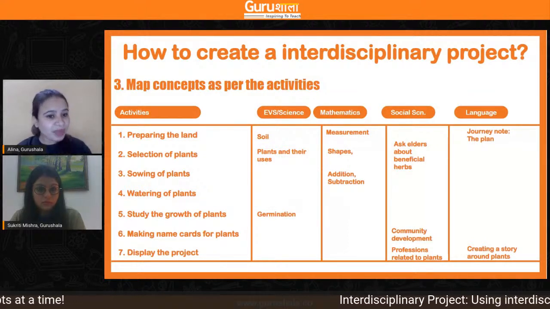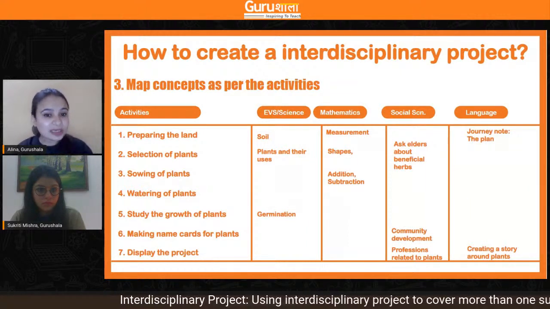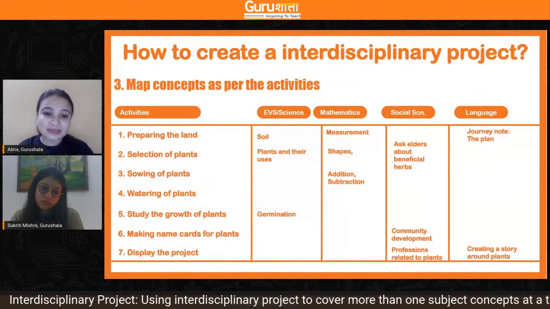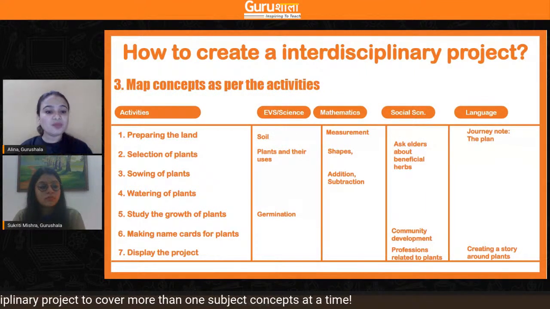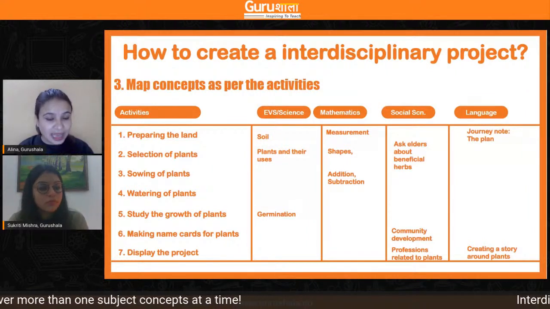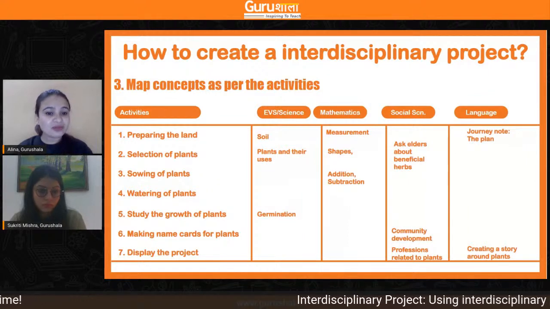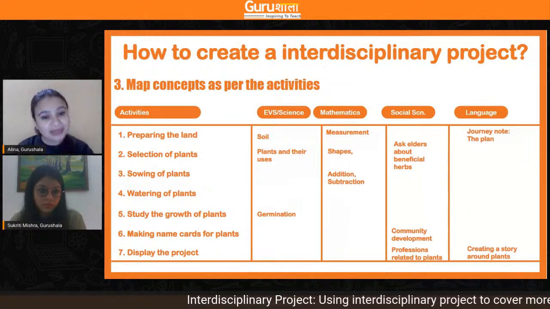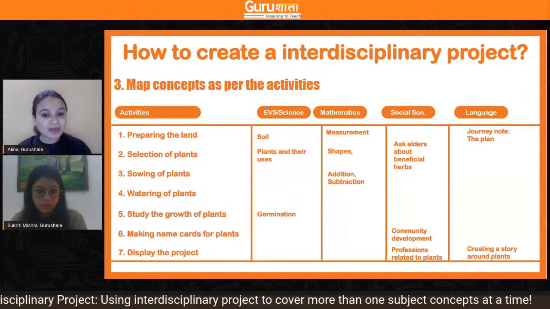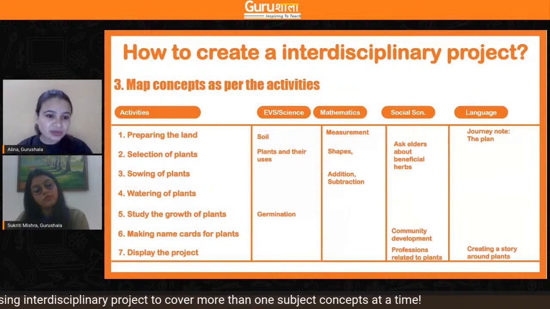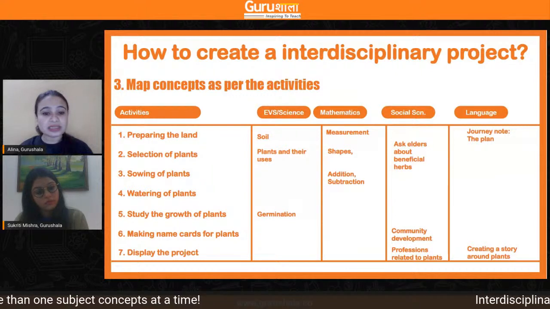So first is preparing the land. In preparing the land, the topic of soil is being covered, which is from the science subject. Then measurement is also one topic which is being covered in mathematics. Then if we move ahead and talk about selection of plants and their uses, that is another topic which can be covered in science. And then germination is also covered in science. Then making name cards or asking elders about the beneficial effects of the plants are some elements that are covered in social science.